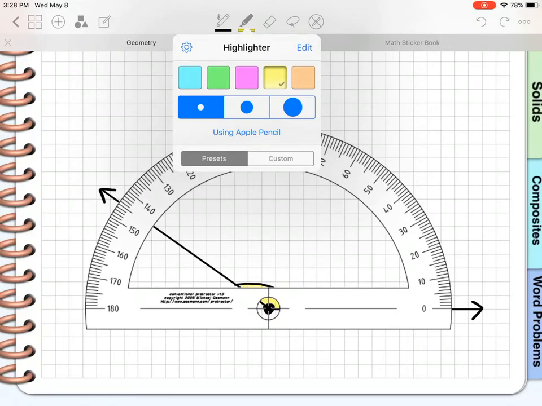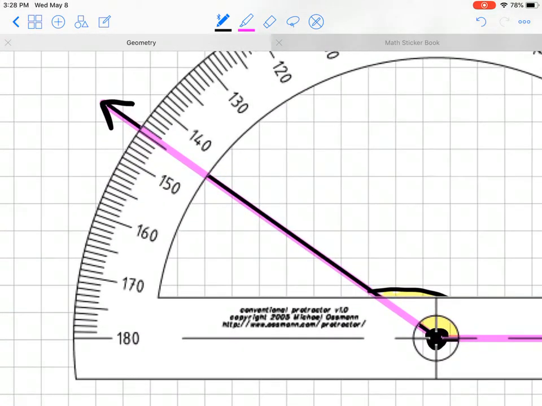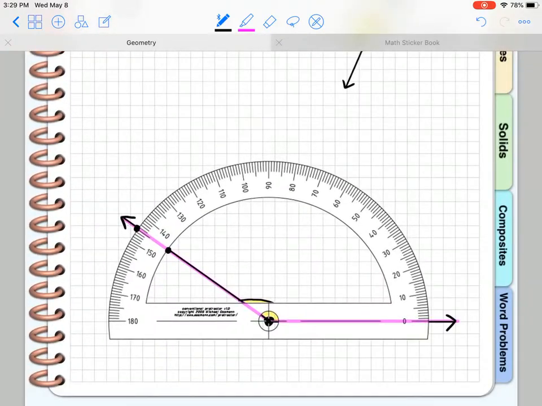And let me change colors because I used yellow on the bottom. Let's use this pink color. So here, this ray is lying on 0. And then if we look at this one, we can tell the measure of our angle. Because look at where this one is crossing. And let me zoom in here so you can see. Do you see that it's crossing right here? If I needed to put a point, I could do that. This is where it crosses the line. So that's at 145 degrees. It's right between 140 and 150. So I can tell you that this angle in here is 145 degrees.